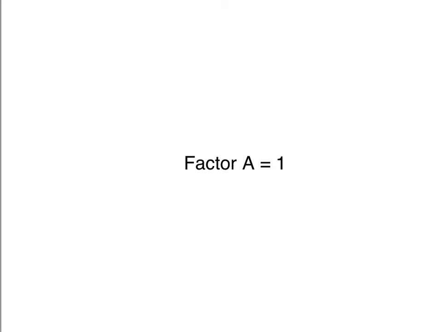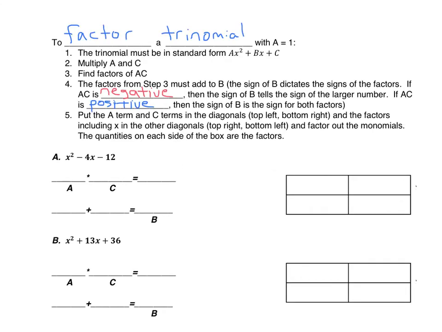In this tutorial, we will look at factoring trinomials when the a value is 1. To factor a trinomial with a equal to 1, the trinomial must be in standard form, which is ax squared plus bx plus c. We're going to multiply the a and the c and then find the factors of ac. We'll come back to steps 4 and 5.